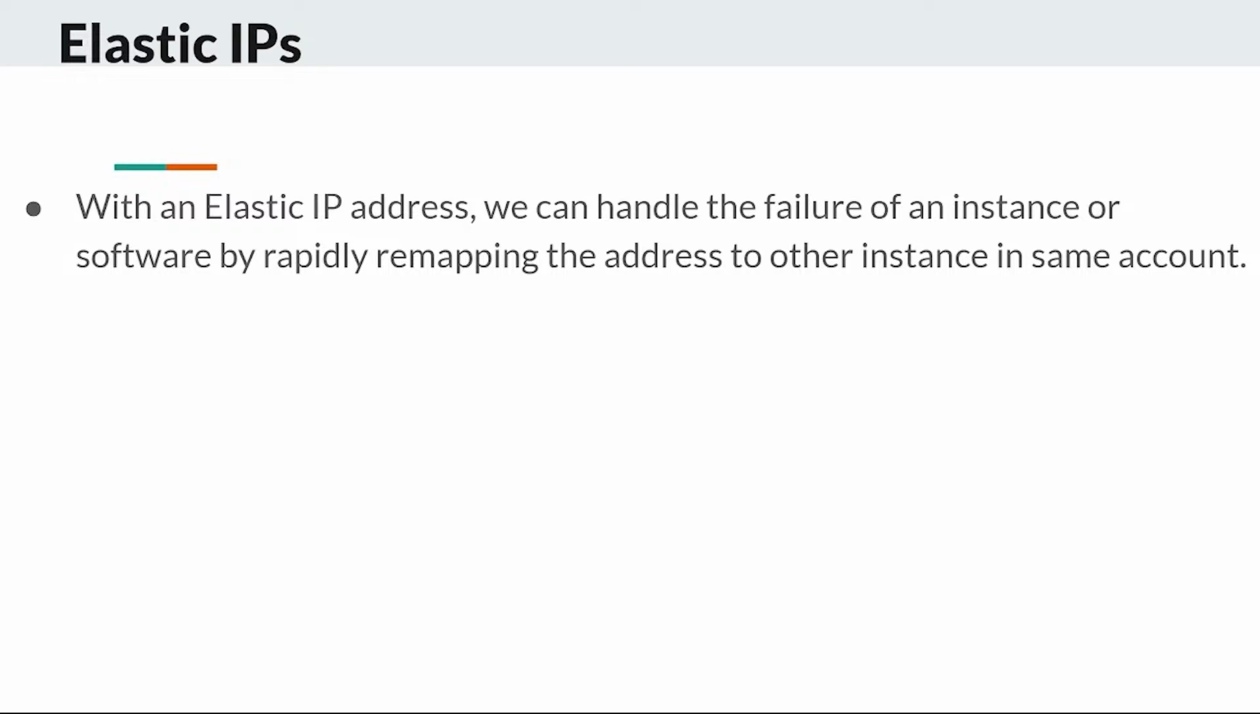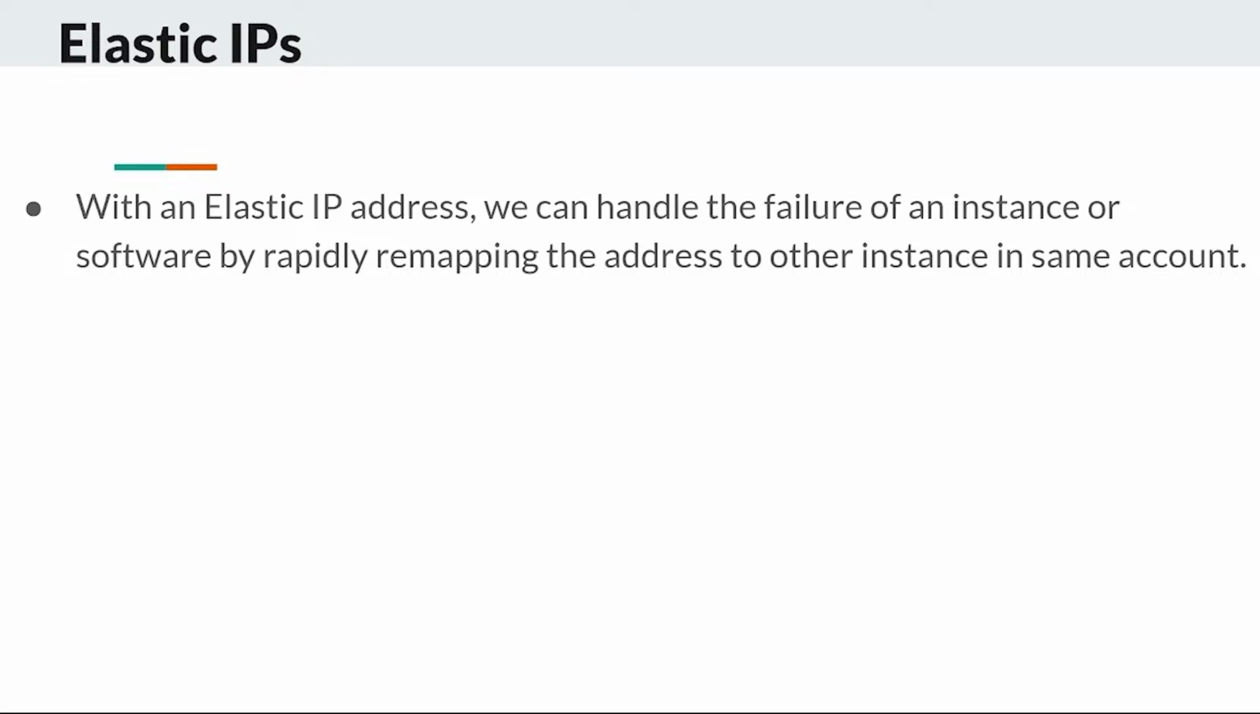Next is how this can help. With an elastic IP address, we can handle the failure of an instance or software by rapidly remapping the address to another instance in the same account. Suppose you have two instances and you are working on an instance, and somehow it just fails. Okay, so that failure of an instance can cause trouble to you.